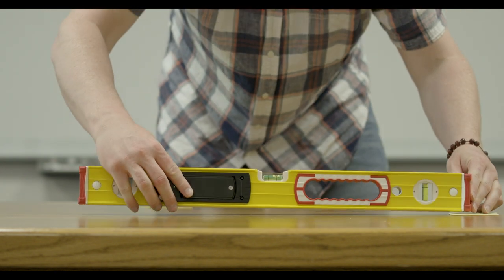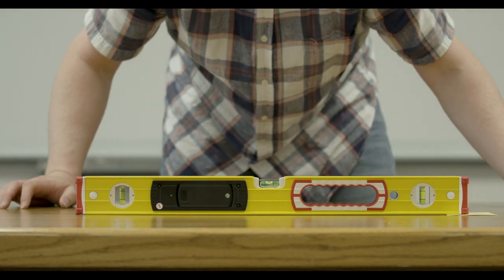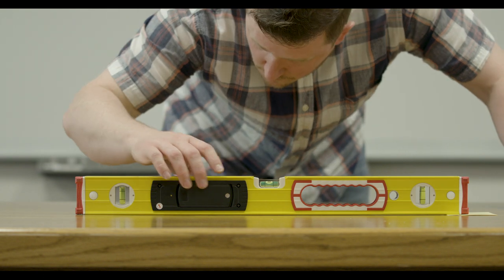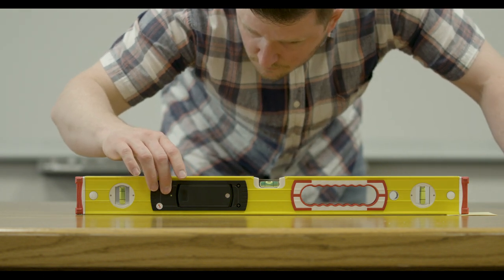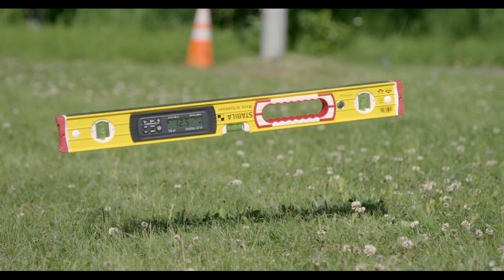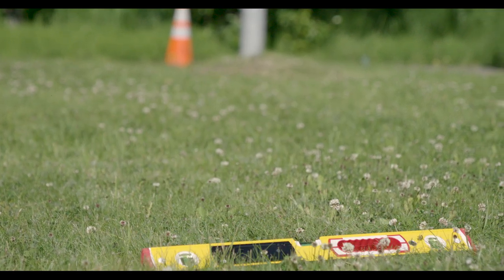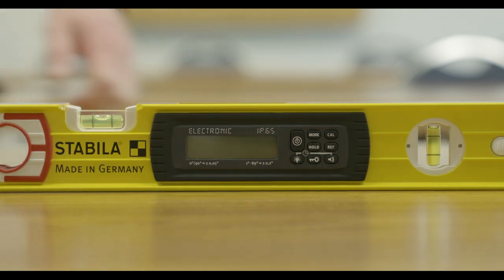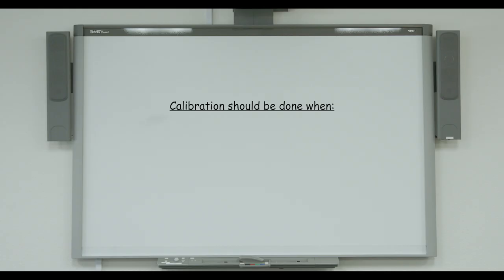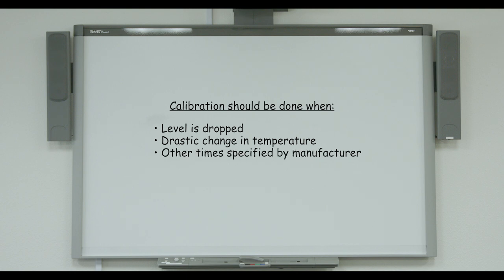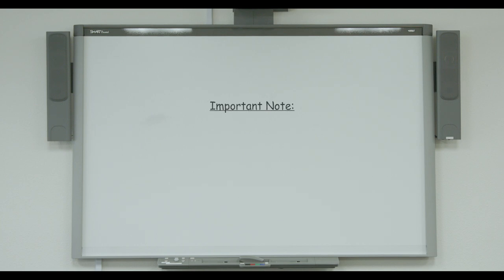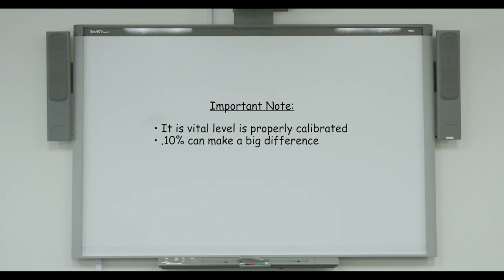Once you have heard the third beep, you will need to flip the level and perform these same steps again. Once the process is completed, your level is calibrated. If you bump the level or it vibrates during the calibration process, you will have to power the level off, power the level back on, and start the process again. Calibration should be performed if the level is dropped, drastic temperature change, or any other time the manufacturer specifies. See the level specifications for more details. It is absolutely vital that your level is properly calibrated, because a tenth of a percentage can make a significant difference.